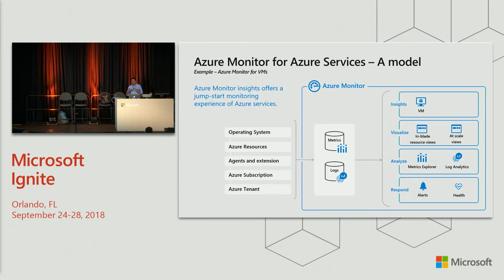Some of these, for example in the case of VMs, could be VM scale sets or clustered VMs. So how do you go about having things monitored and make it much more insightful when it comes to the needs of your application and services? And the last but not least is Insights.